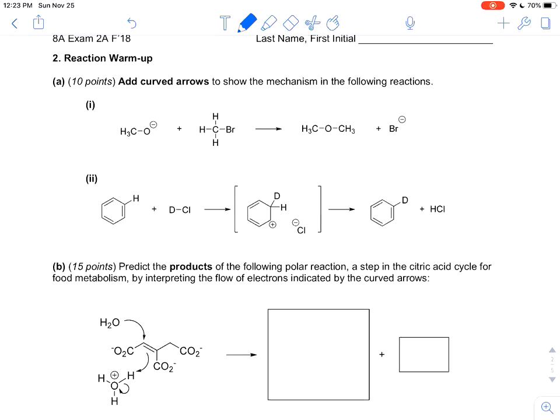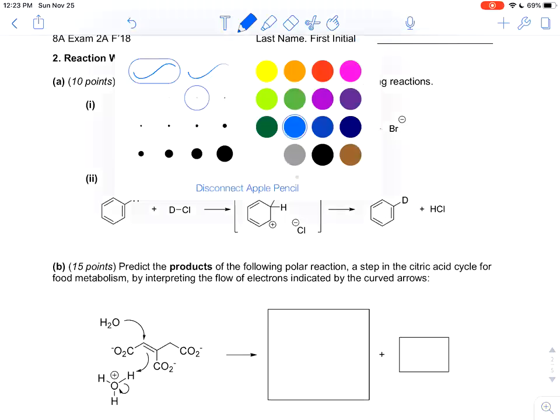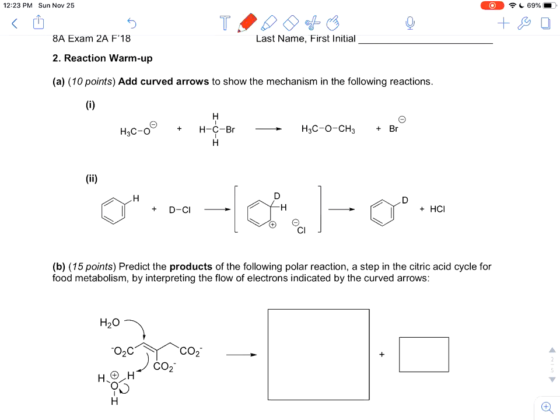Hello and welcome to page 2 of the Fall 18 Exam 2A for Chem 8A. If you are looking for version B, you can find that in a separate video. We're going to add curved arrows to show the mechanism in each of the following reactions.